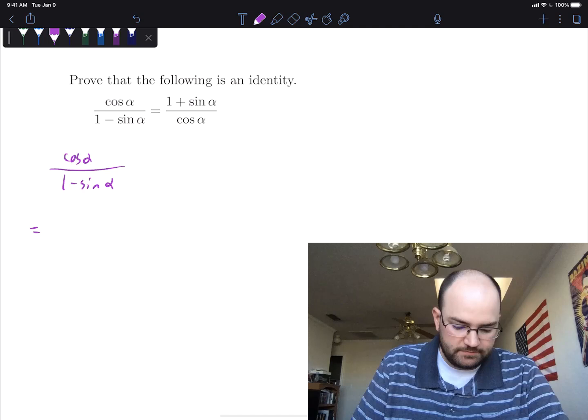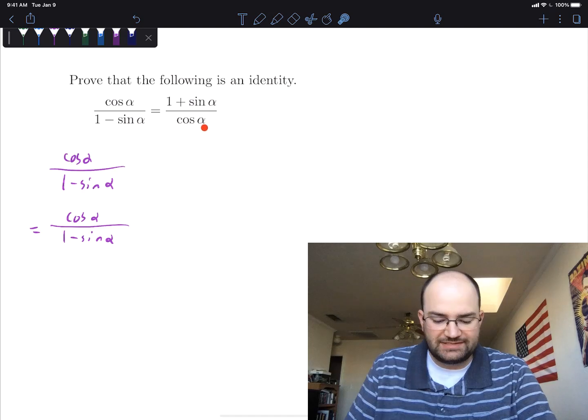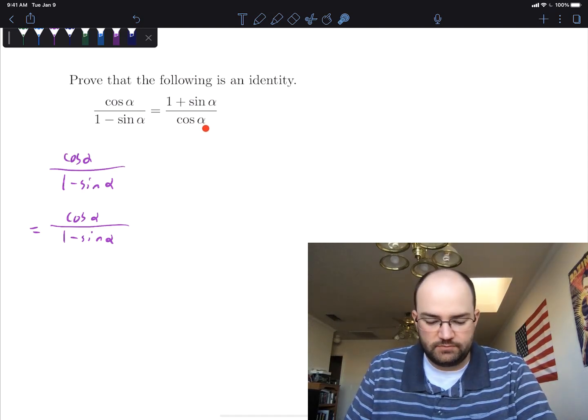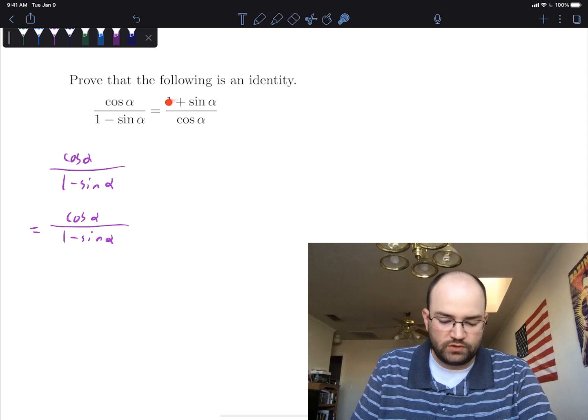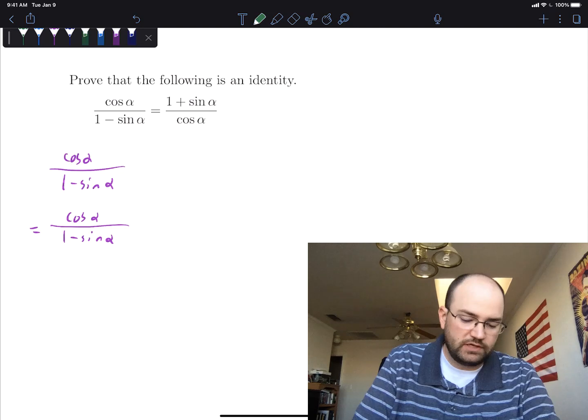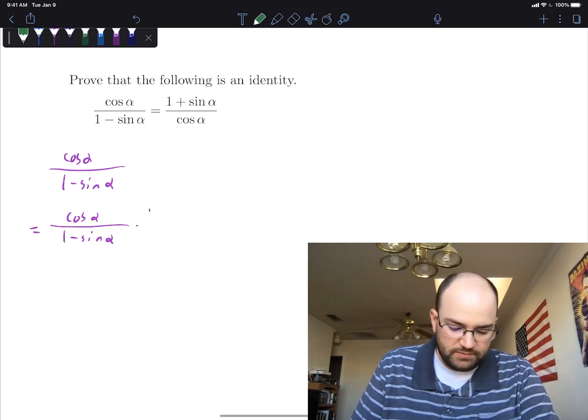Now, here's the thing. I'm just going to rewrite this because if we look at this, notice that we want to get sine alpha in the denominator here, and we want a 1 plus sine alpha in the numerator. Now, notice that if we want a 1 plus sine alpha in the numerator, we're probably going to have to just multiply by 1 plus sine alpha. So that's what I'm going to go ahead and do. I'm going to multiply both the numerator and denominator by 1 plus sine alpha.